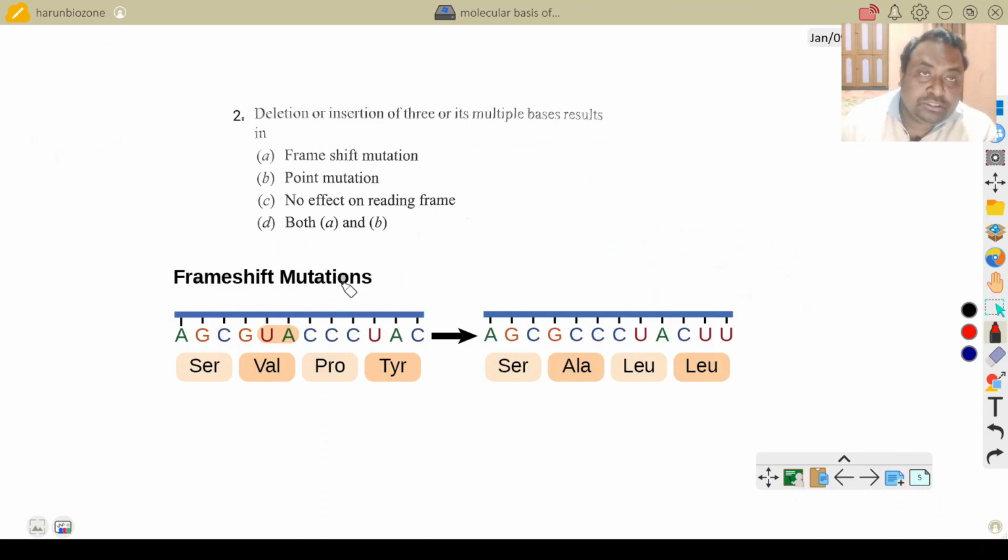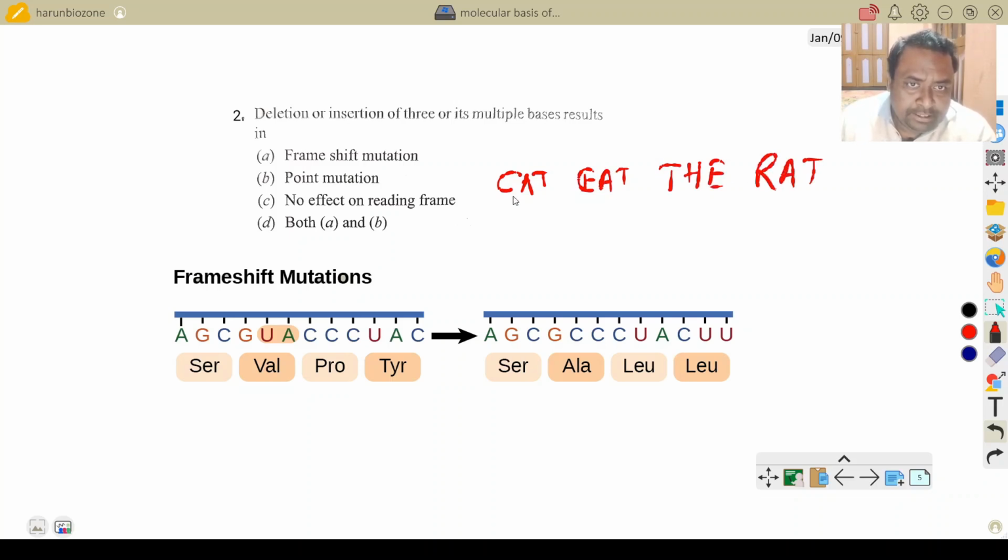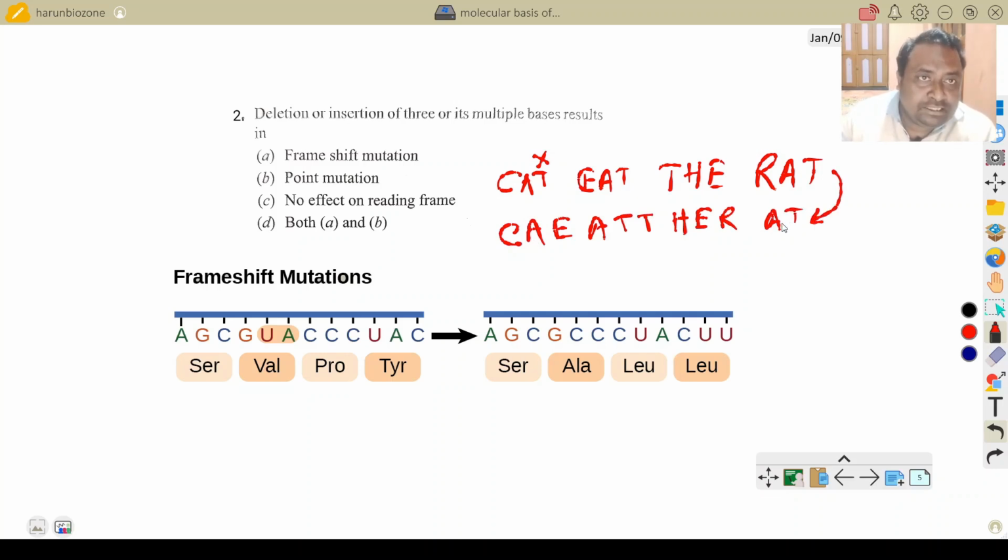Here, frame shift mutation means when a single nitrogen base is added or deleted to the DNA sequence. This is called frame shift mutation or point mutation. Suppose: cat eat the rat. Say for example, here 3 nitrogen bases produce one codon each. If one nitrogen base is deleted, then what happens? CAE ATT HER AT. Okay, so everything is completely changed by addition or deletion of a single nitrogen base. So the whole frame is changed here, so it is called frame shift mutation. But if 3 nitrogen bases, meaning one codon or a multiple of one codon, are completely changed, there is no effect on reading frame.